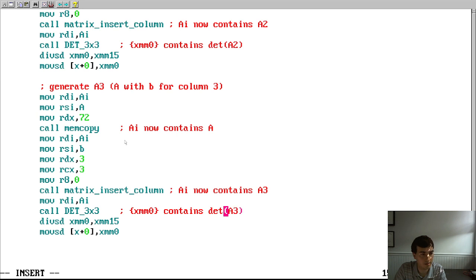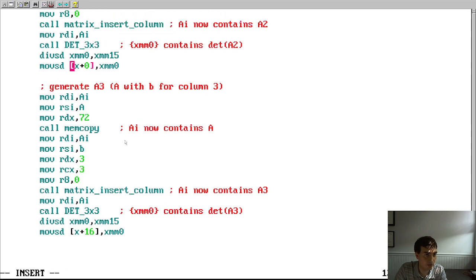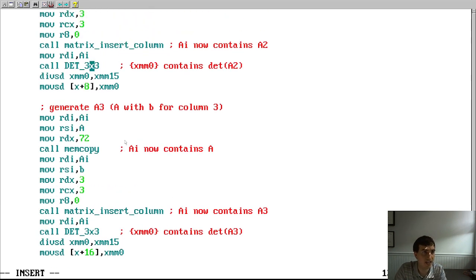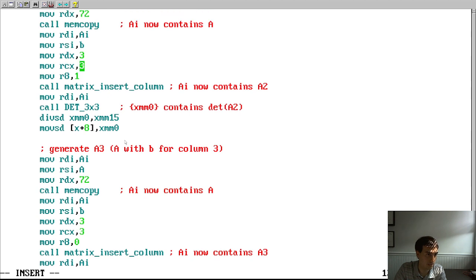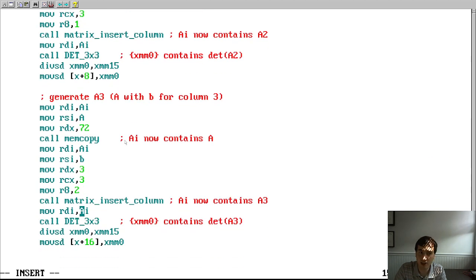A3, determine. Now the offsets are going to change. Element 3 is 16 bytes offset, element 2 is 8 bytes offset, and then the column that we insert is going to be different, so RA is going to go from 0 to 1 and from 0 to 2. That should just work.